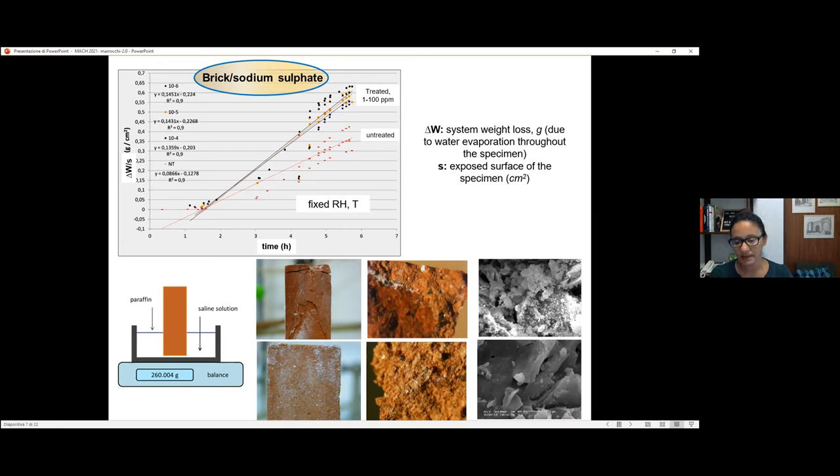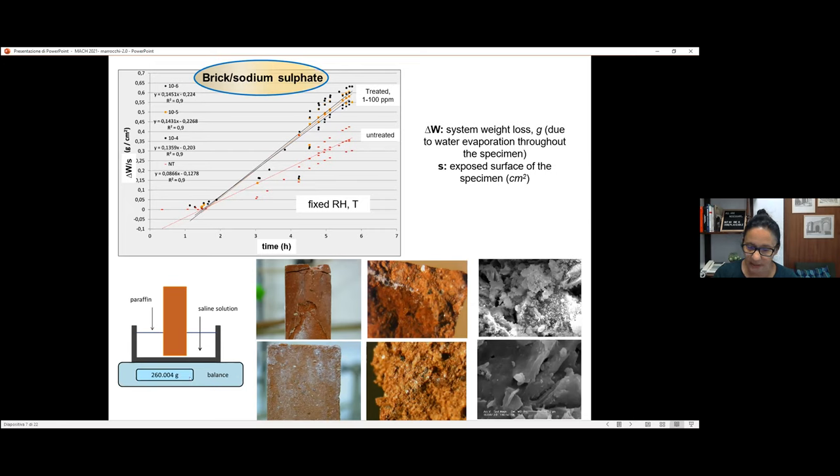That is an example of a brick and sodium sulfate system. The salt is sodium sulfate, in water, of course, and the brick is the reference material. Sodium sulfate is considered one of the most harmful salts in the degradation of building material, because it can easily supersaturate, has a solubility which is highly temperature dependent, and results in significant volumetric changes by hydration or crystallization. So it is a very destructive salt. And here you can see the setup of the experiment.